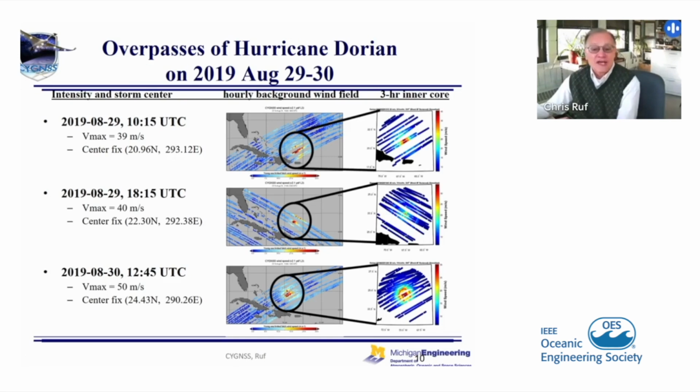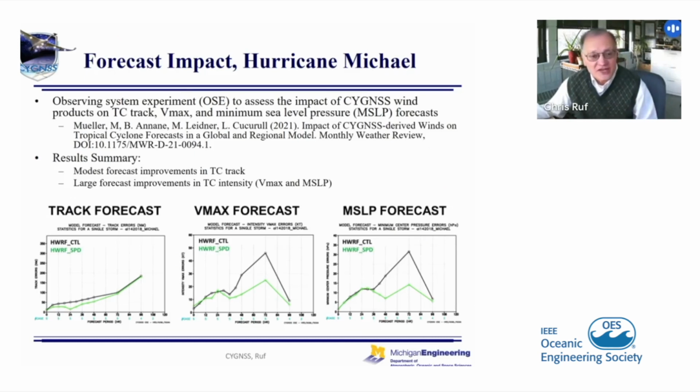And one example of how these data are used for hurricane applications: we're taking these measurements and assimilating them into a numerical weather prediction model that's designed to predict the evolution of tropical cyclones. This is an example of one of those studies, taking the Cygnus measurements, inserting them into a numerical forecast model, and then looking at what the impact on the forecast is with and without the Cygnus data.